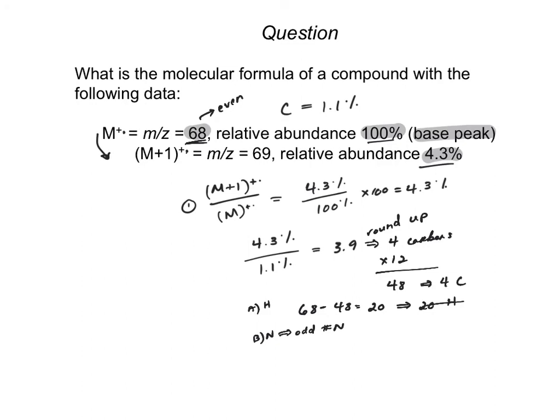So then we could say, well, what if there are 2 nitrogens? What if we have an even number of nitrogens? But 2 nitrogens is 2 times 14, which gives us 28, and we don't have 28 left over, right? So that kind of rules out nitrogen entirely.